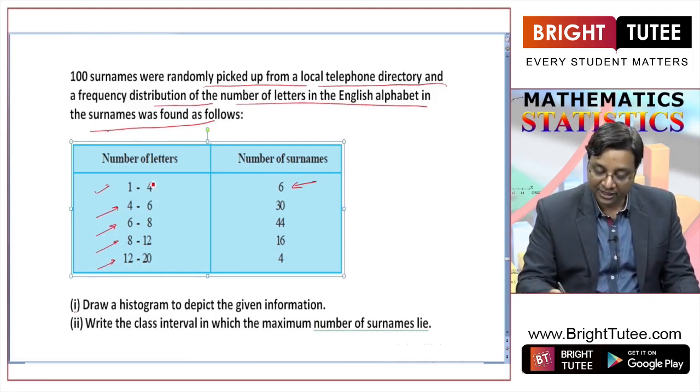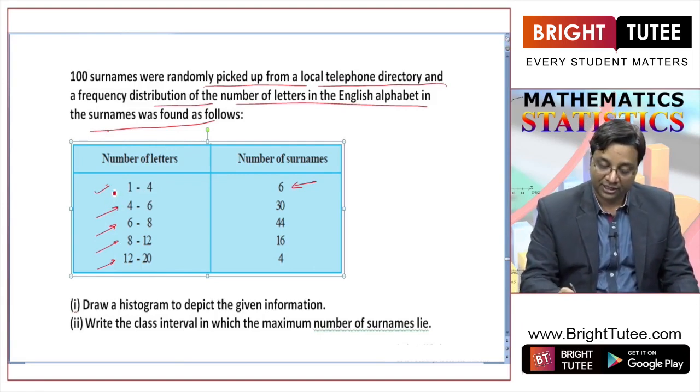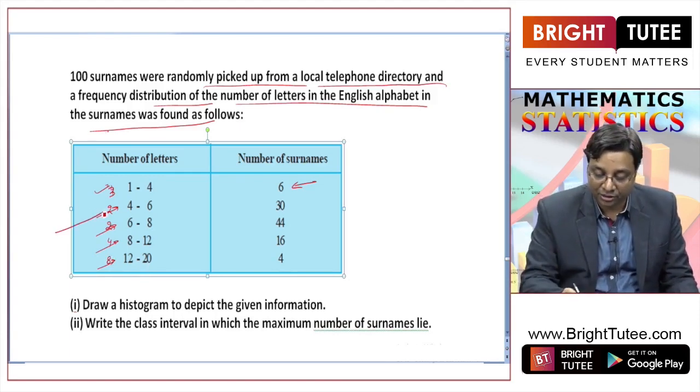So if you look at the continuity, classes are continuous, but if you look at class width, here the class width is 3, in this class the class width is 2, in this class it is 2, in this class it is 4, and in this class it is 8, right? So the class width is varying, but the minimum class width is 2. So for 2 we will keep the frequencies the same.